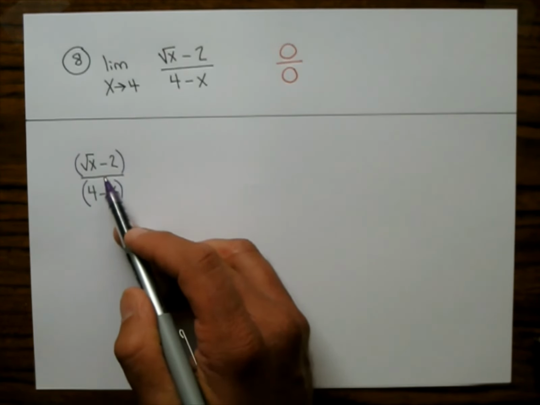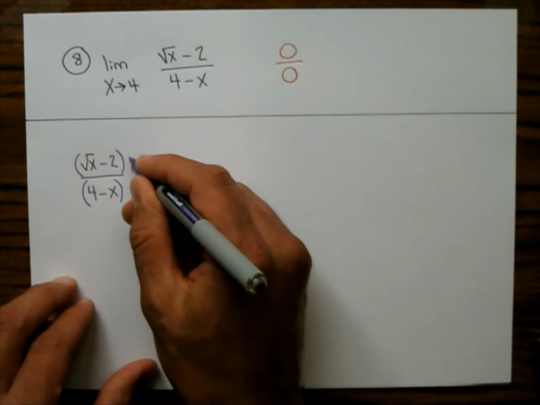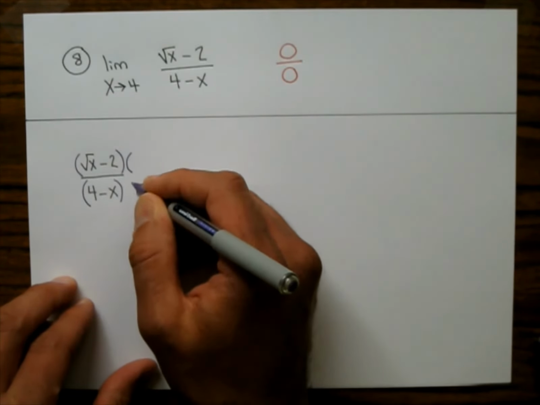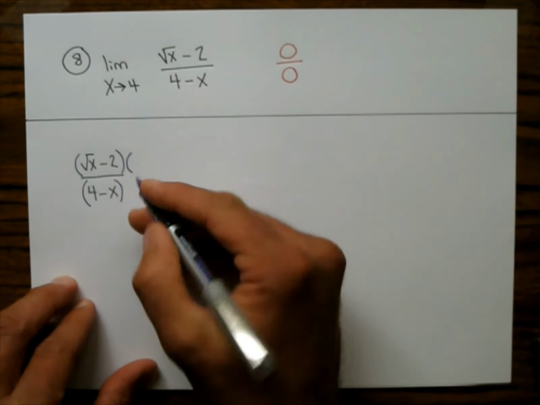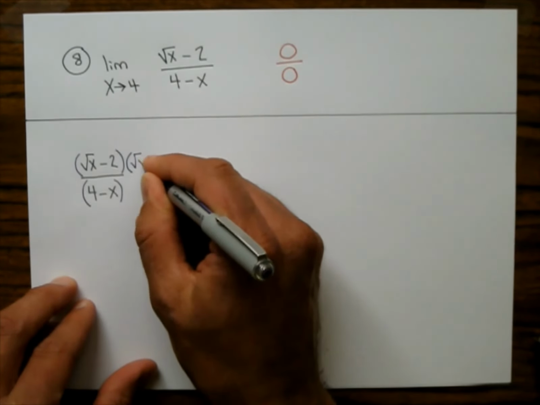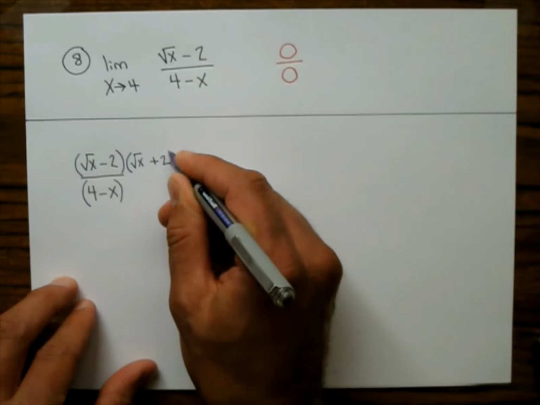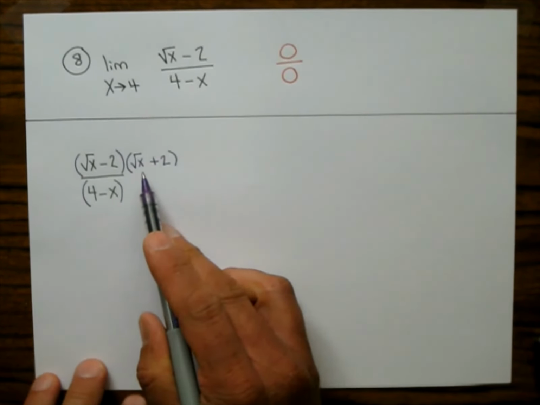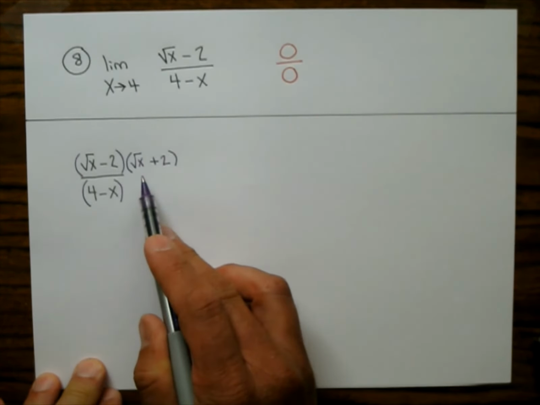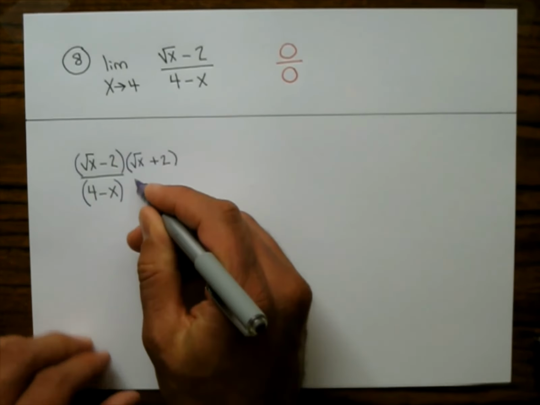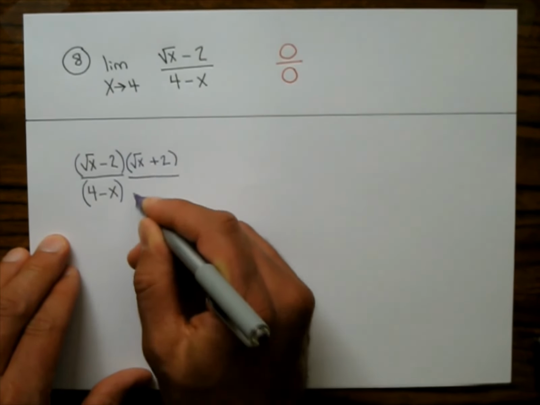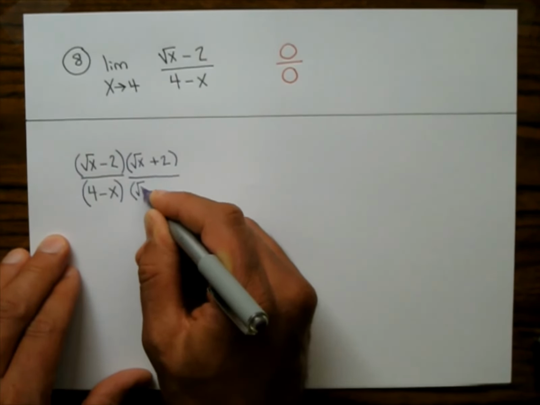Well, ours is in the numerator, and so what I'm going to do is I'm going to rationalize the numerator, which means I'm going to write square root of x plus a 2 on the top. Okay. Now, we can't just take an algebraic expression and multiply it by root x plus 2. Whatever we do on the top, we should multiply it on the bottom as well.